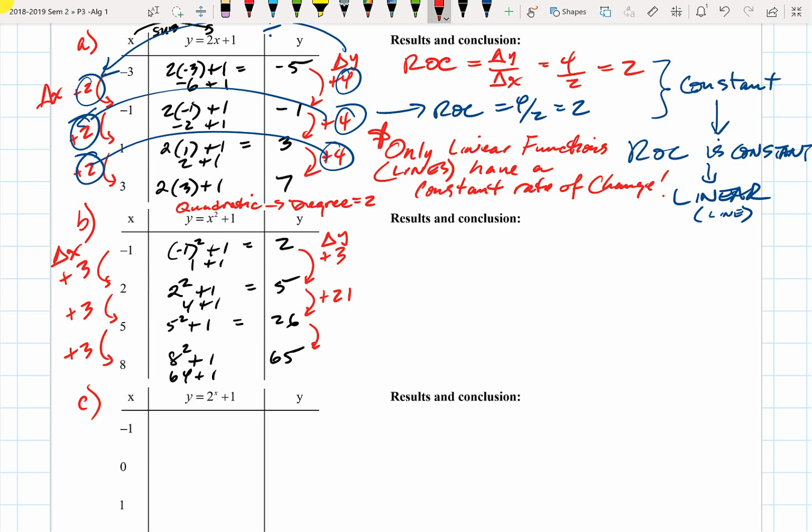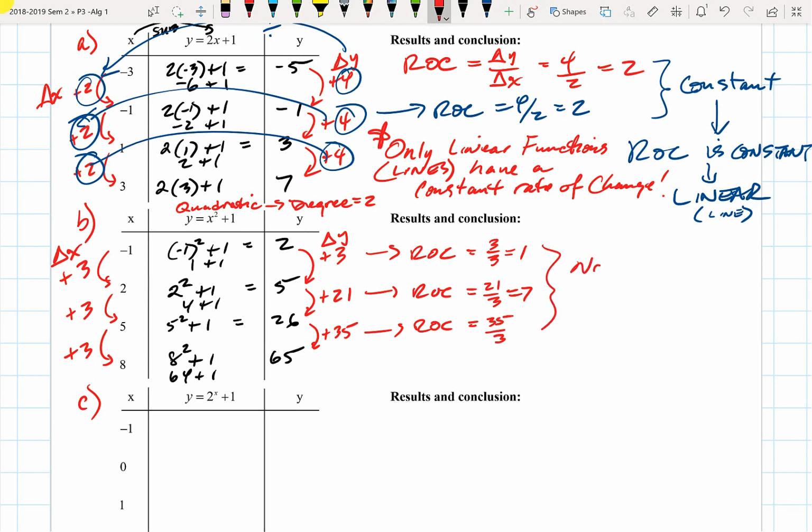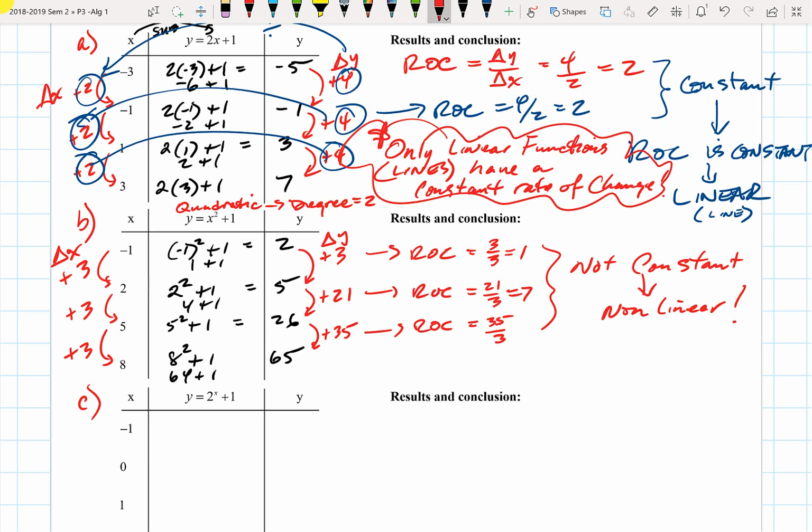So plus 35. Notice that this is not constant. My rate of change here is 3 divided by 3, which is 1. Here, my rate of change is 21 divided by 3, which is 7. And here my rate of change is equal to 35 divided by 3. So it's not constant. Why? Because it's nonlinear. As I said earlier, only linear functions have a constant rate of change, and this is not linear, it's degree 2.